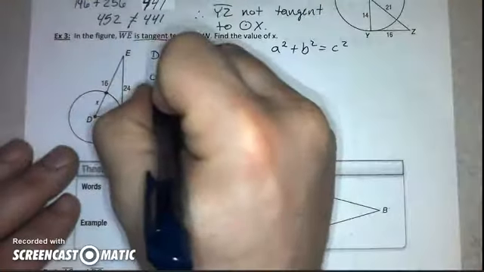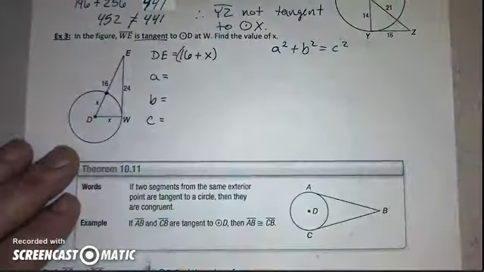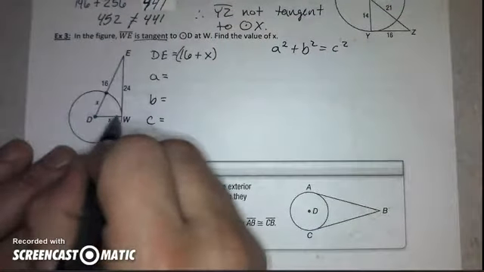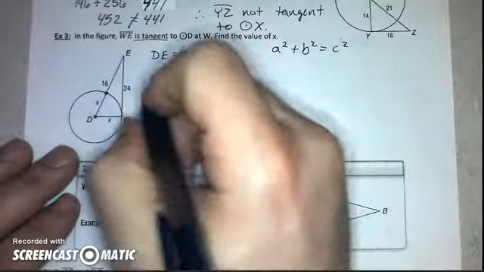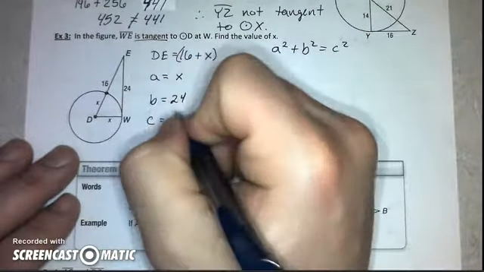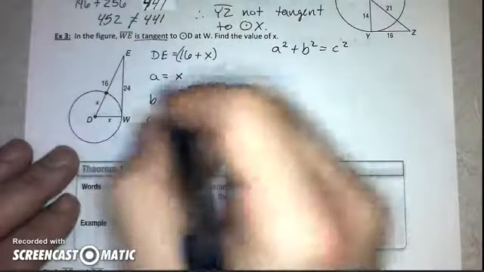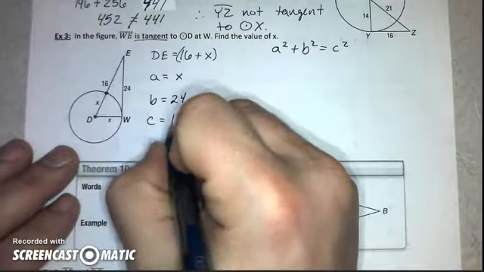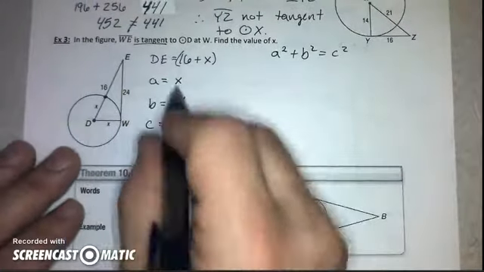You need to understand what A is, what B is, and what C is as it relates to this. A can be called one leg, which would be this side, x. B can be called this other leg. And C is this combined part making our hypotenuse. So we would express that as 16 plus x. Okay? And so we're going to plug these parts in here.